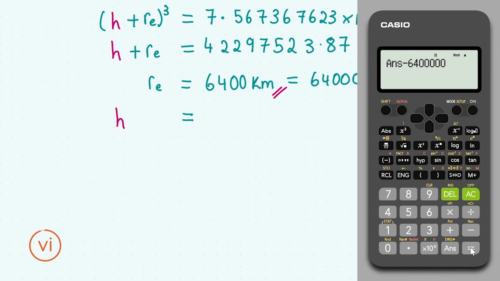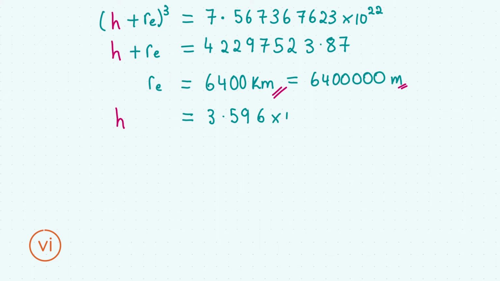And we're going to get this value here, which in scientific notation is 3.596 times 10 to the power of 7 meters. Don't forget your units here. And that will get you your final 3 marks.